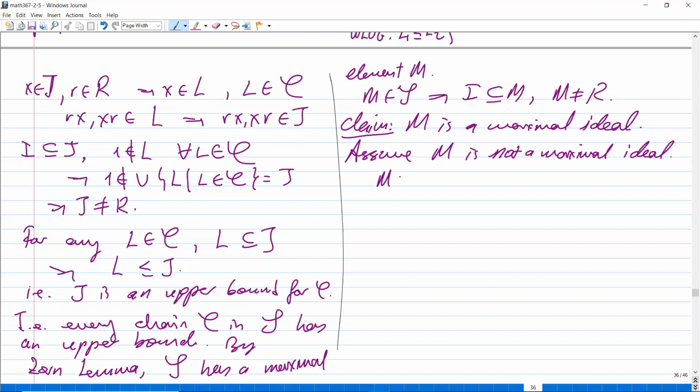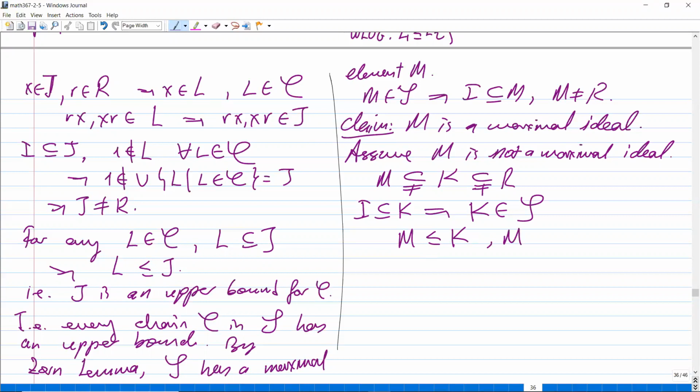So there is an ideal K between M and R. Since K is not equal to R and I is inside K, that means K is in S, and M is less than or equal to K, and M is not equal to K. M is not equal to K, and this contradicts the maximality of M in S. Remember, M is a maximal element, not the maximal ideal. In S, M is a maximal element in S.